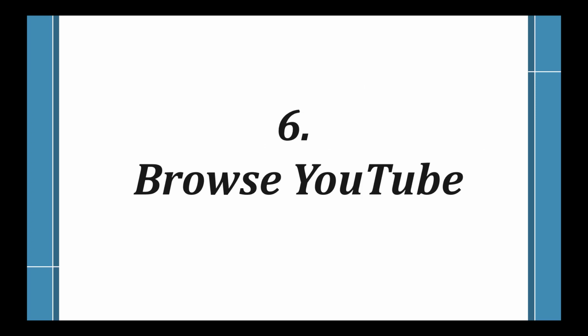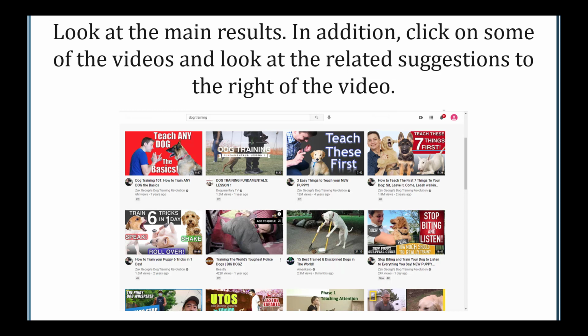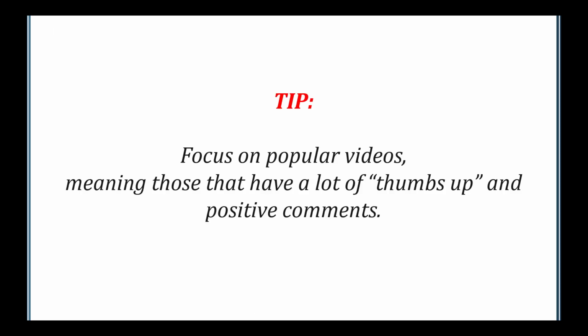Number 6, browse YouTube. This platform has videos on every topic imaginable. So, a broad keyword search, for example, dog training, will help you generate plenty of ideas. Look at the main results. Then in addition, click on some of the videos and look at the related suggestions to the right of the video. Just focus on popular videos, meaning those that have a lot of thumbs up and positive comments.